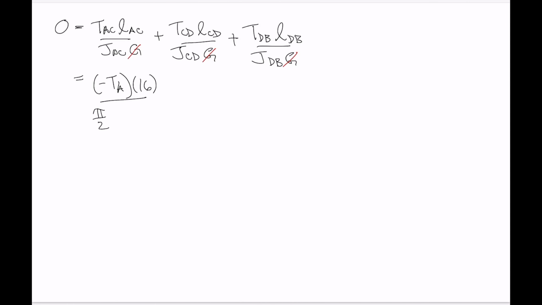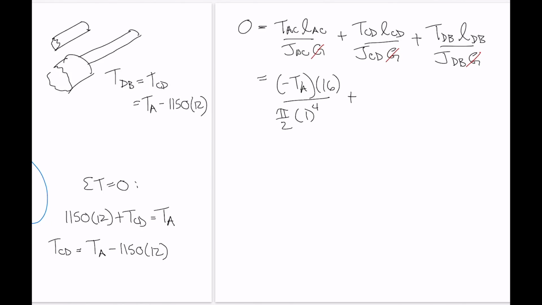Radius to the 4th power. Diameter was 2 inches, so our radius is 1 to the 4th. Plus TCD. Let's flip back here.